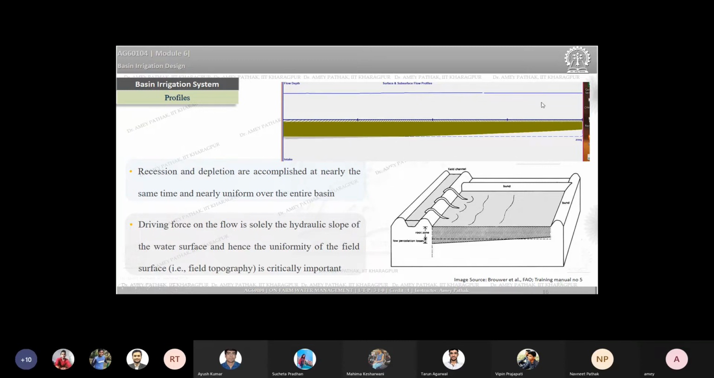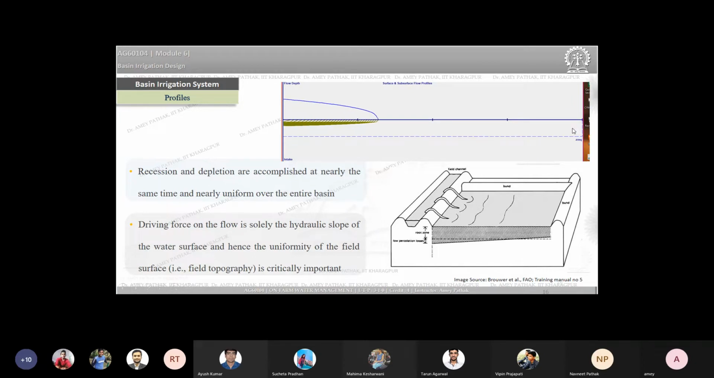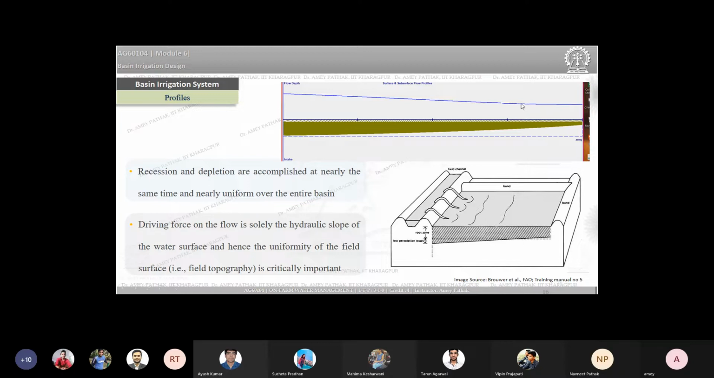Okay. So when this Z requirement is met, our design should be such that we have minimum deep percolation loss, and uniformly over the entire field at least this Z requirement depth has to be maintained. That is our requirement. Now another thing is that the driving force is the hydraulic slope, and once we cut off, infiltration after this phase is happening vertically downward.